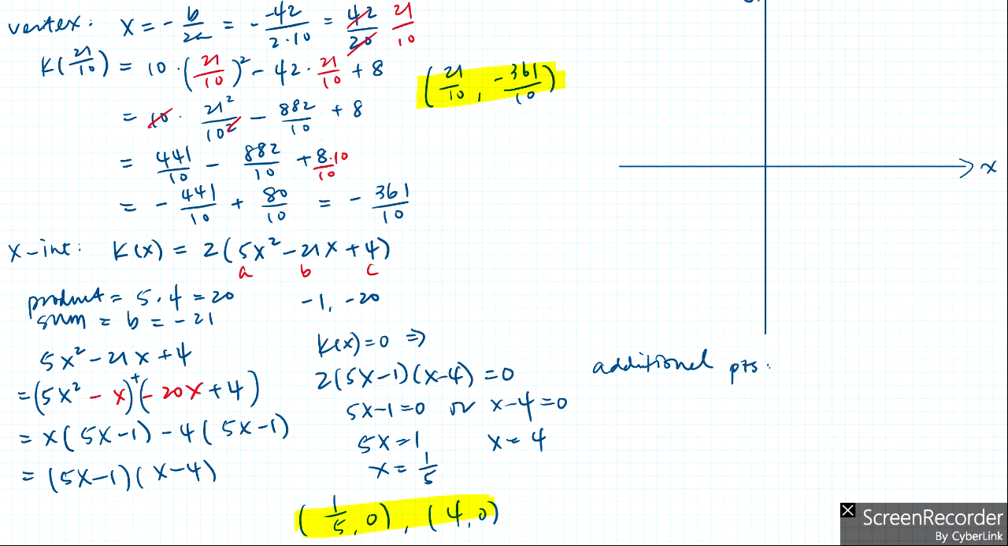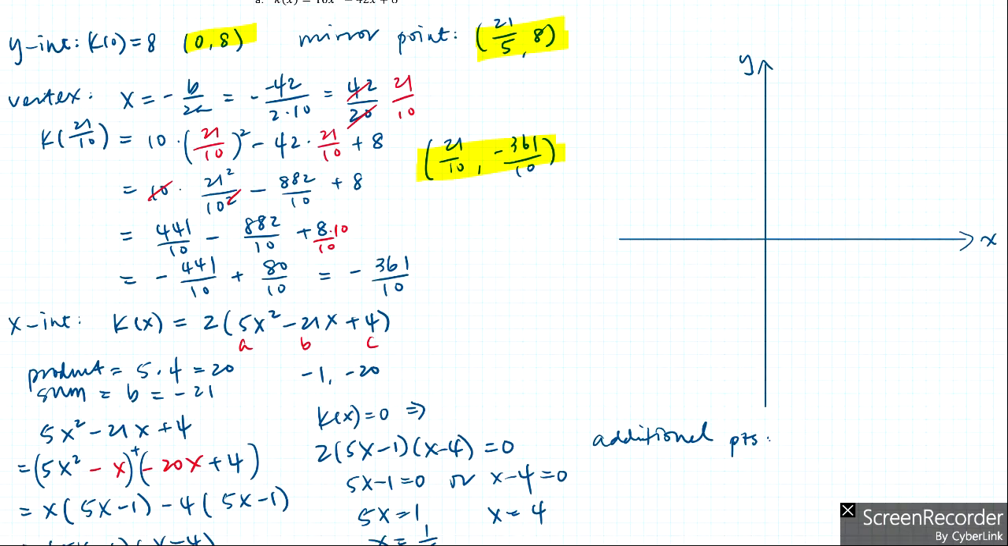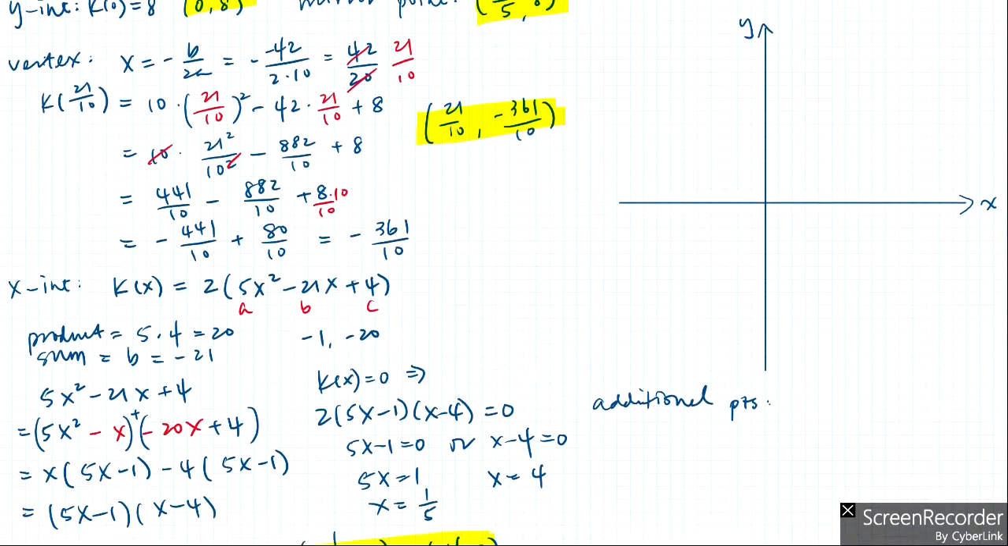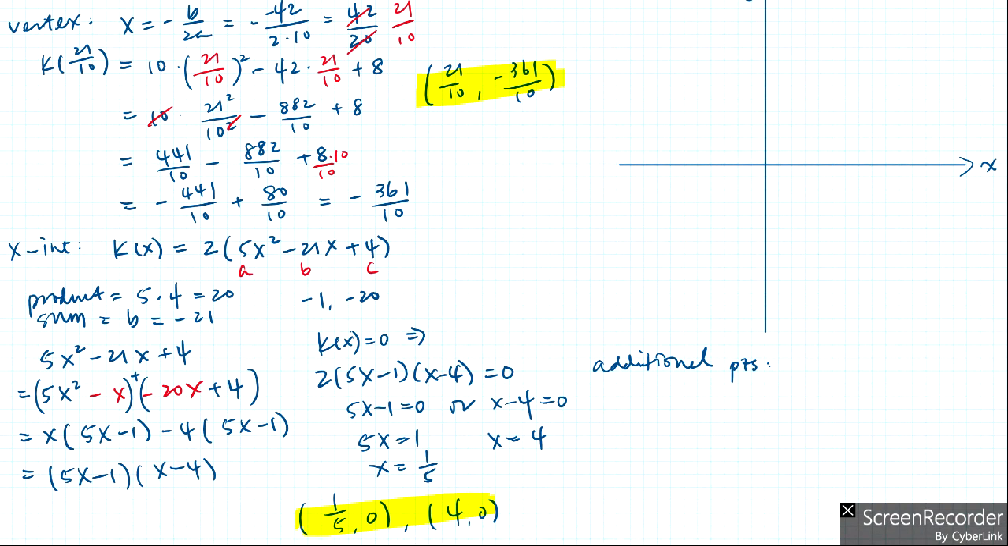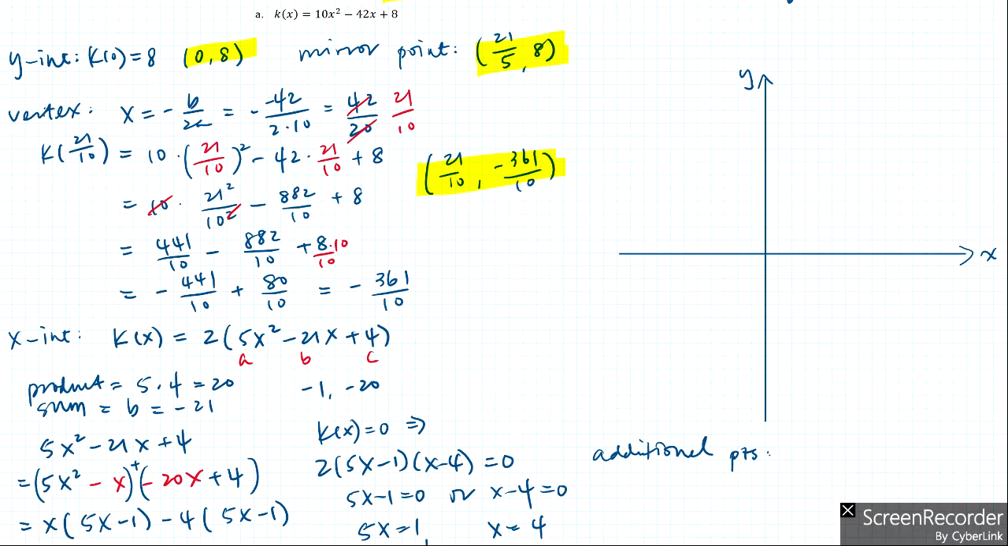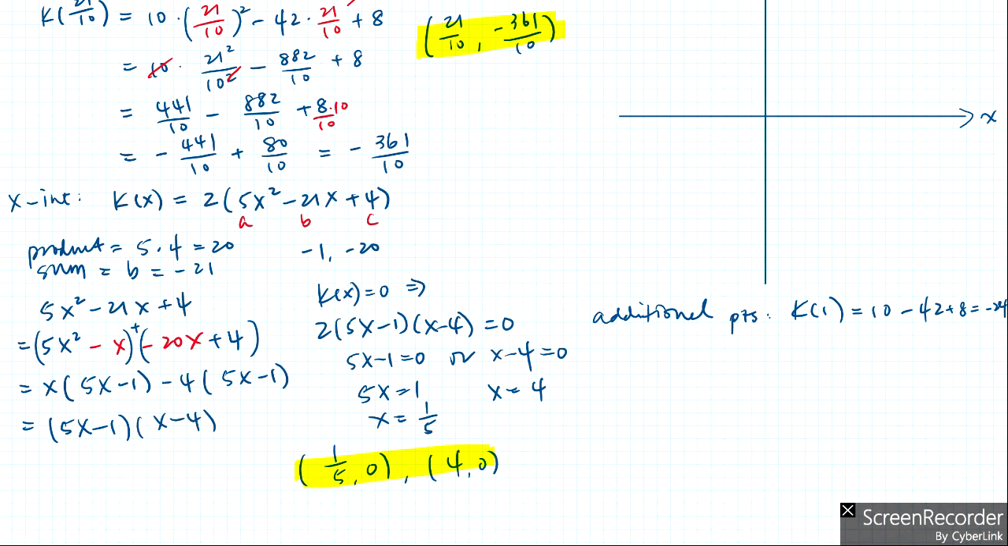Again, looking back to all the points we have, there are some messy numbers along the process. So for additional points, I'm going to choose simpler numbers. My classic choice is letting x be 1. So for k of 1, we would just have the coefficients 10 minus 42 plus 8, which is equal to negative 24. And here we have negative 24.